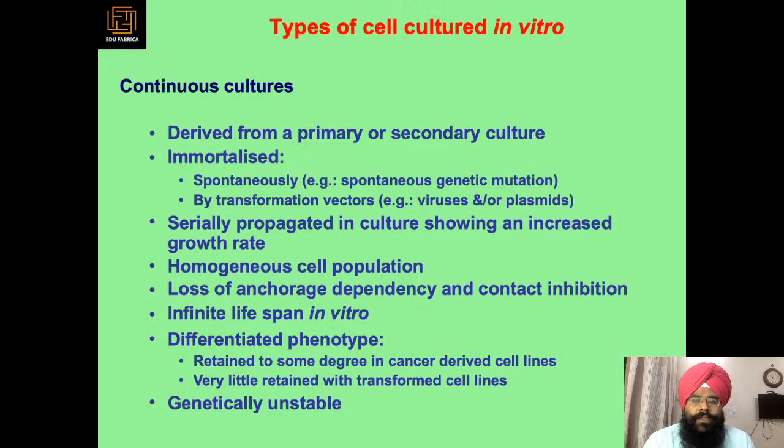Then types of cell culture in vitro. You have continuous culture, derived from the primary or secondary culture, immortalized. They have homogeneous cell populations, loss of anchorage dependency, loss of contact inhibition, infinite lifespan in vitro, differentiated phenotypes, and are genetically unstable.